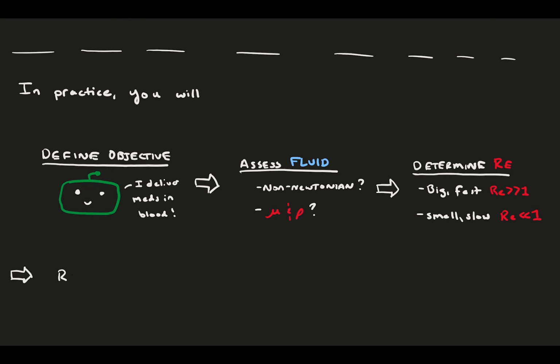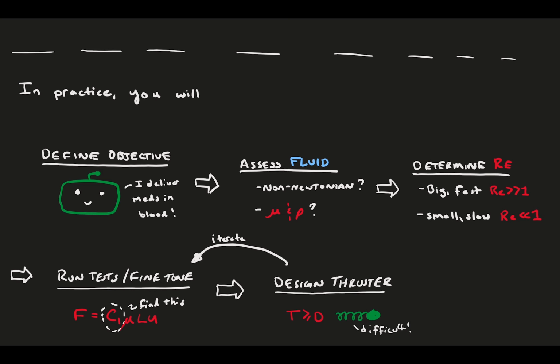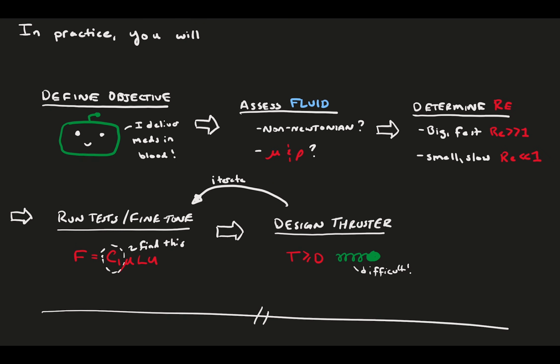Next, you'll want to run some tests and fine-tune your control algorithms. How do you find those constants in the equations we derived? And finally, you need to design a thruster to overcome the drag. At small scales, this can actually be quite challenging. You likely need to iterate between the testing stages and thrust stages before coming to a final design. And that's it. Let's review.